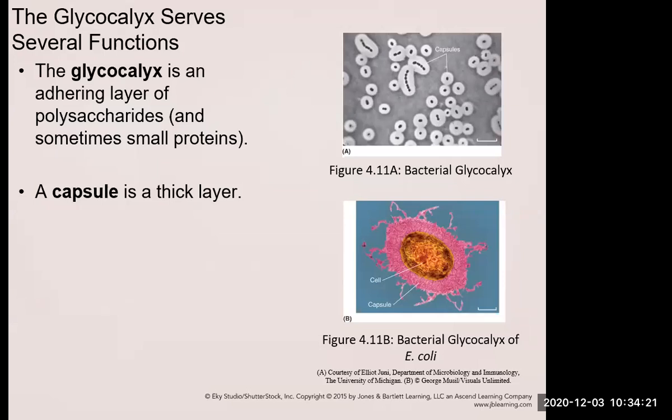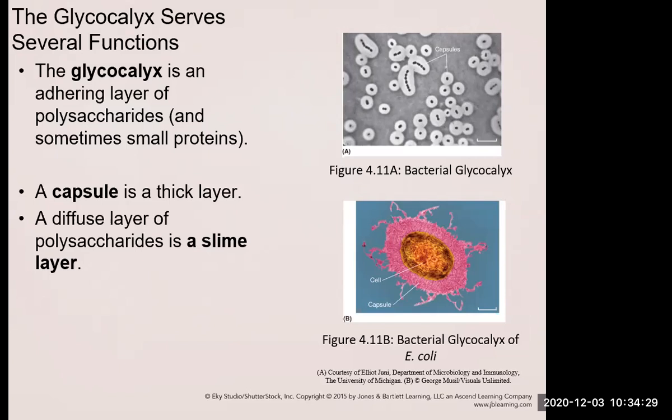So we have 2 types. One is called a capsule. The capsule is really big, is very thick, as opposed to a thinner layer, which we're going to call a slime layer. So why are we going to have these?